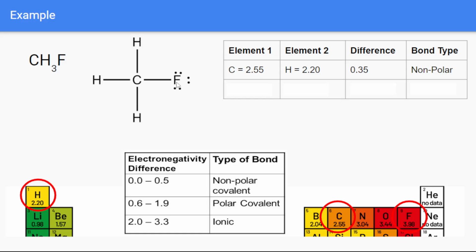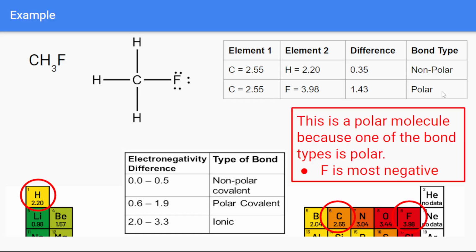Now let's look at the CF bond. 3.98 and 2.55, that gives us a difference of 1.43. It's still covalent, but this time it's polar covalent. Now, do you consider the compound polar or nonpolar? It's polar. If one of those bonds is polar, that makes the whole compound polar. And the reason that it's polar is because fluorine is very electronegative. That is the most electronegative, the most negative element in this compound.